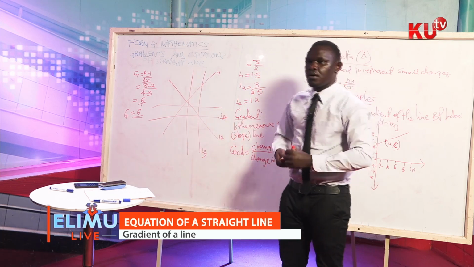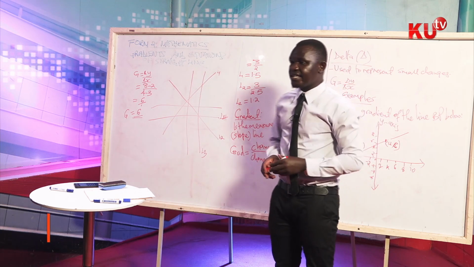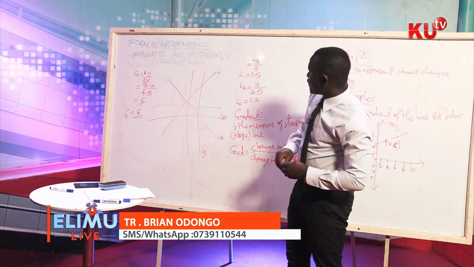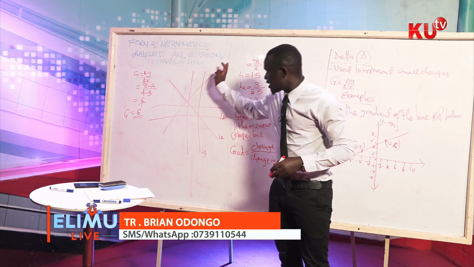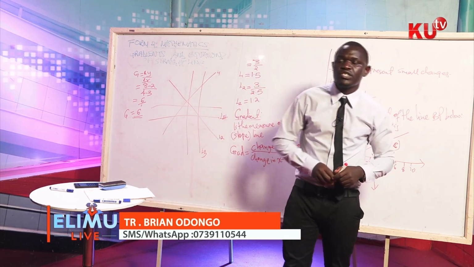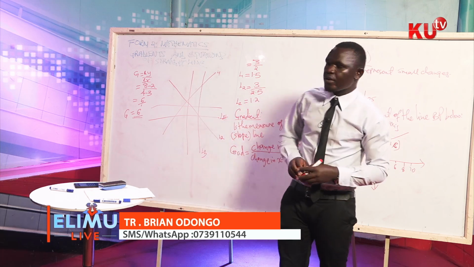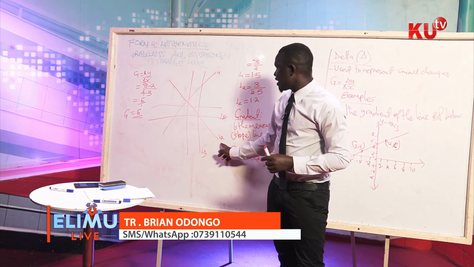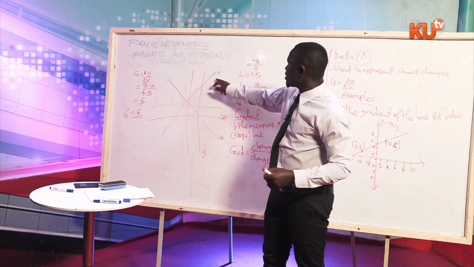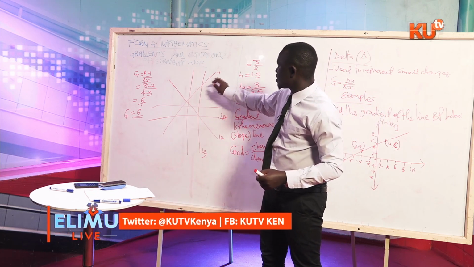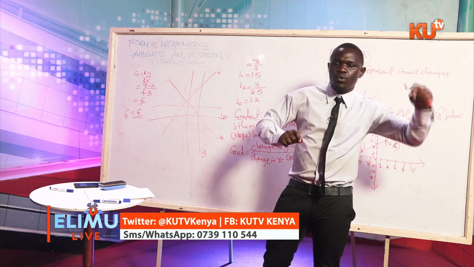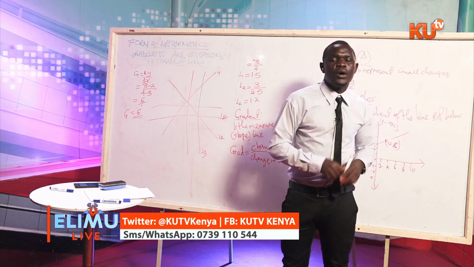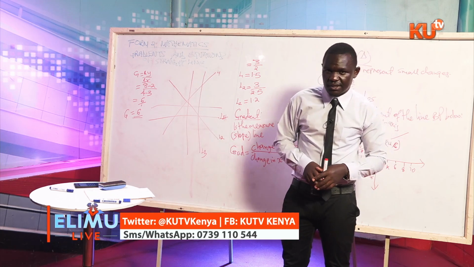Now, when you do the computations of the gradients, dear students, you will realize that for L1, for this line that is running like this, it will be giving you what is called a positive gradient. Whenever you get its gradient, it will always be positive. Why are we saying that this gradient here is positive? When a change in the y coordinate results in a change in the x coordinate in the same direction, that one is called a positive gradient. Are we together, dear students?